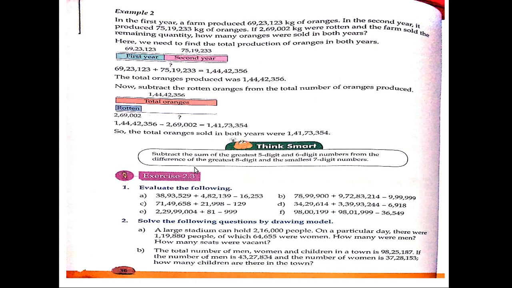Now see, there are some problems related to the word problem. We have to do the same as we have done before. First we have to understand the problem, then think about what we have to do, whether it is addition. First see one example. In the first year a farm produced 69,23,123 kg of oranges. In the second year it produced 75,19,233 kg of oranges, and if 2,69,002 kg were rotten and then the farm sold the remaining quantity, how many oranges were sold in both the years? So first we add the first year and second year oranges.